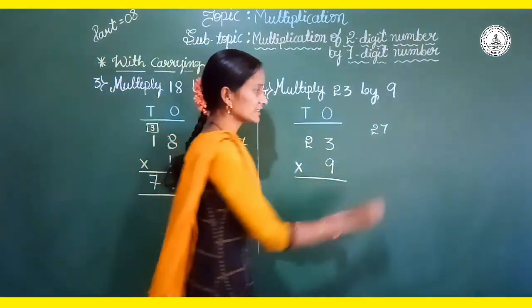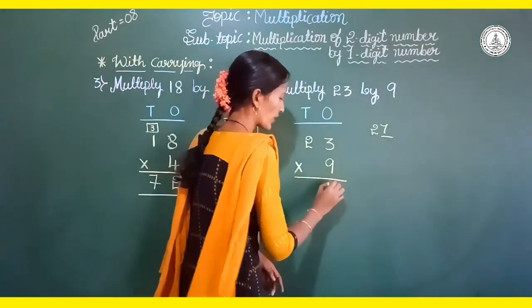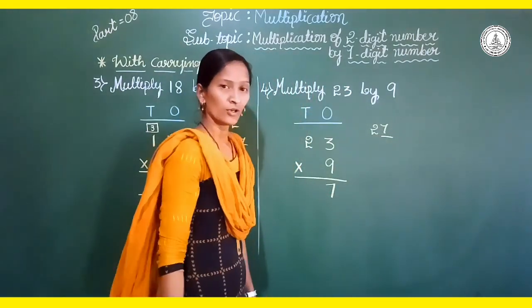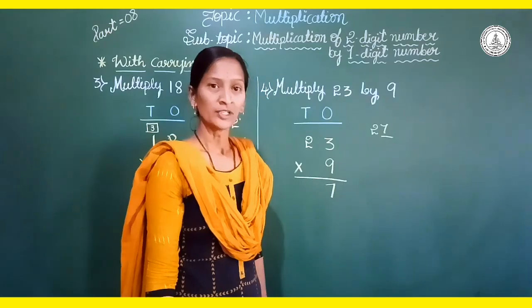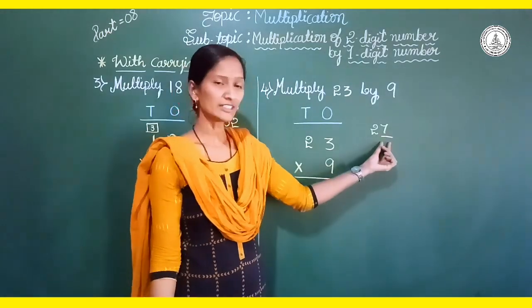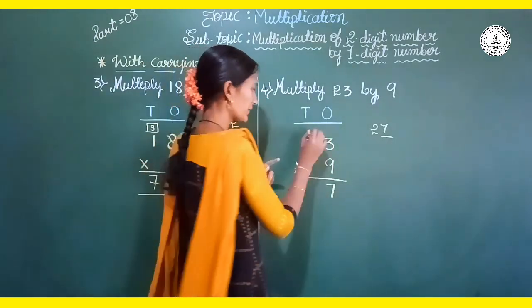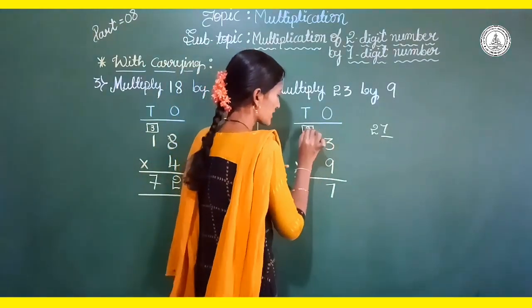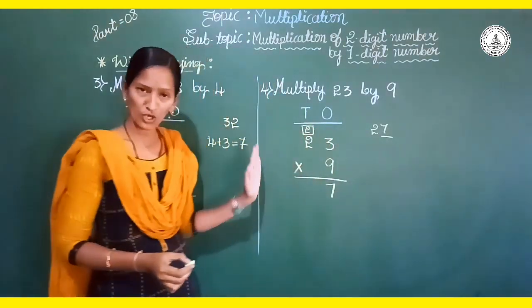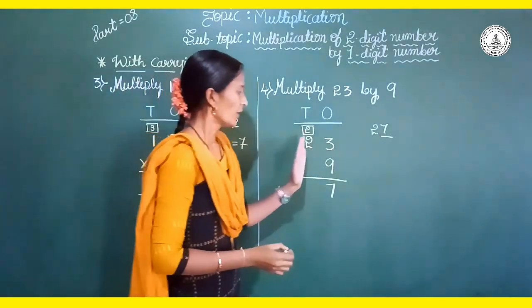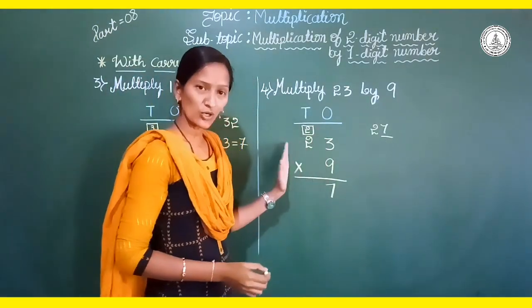So, I am writing this 7 in the ones column. Tell me why? Because this 7 is in the place of ones, right? So, next, I am giving this 2 as a carry to the tens column, right? Now come to the tens column.